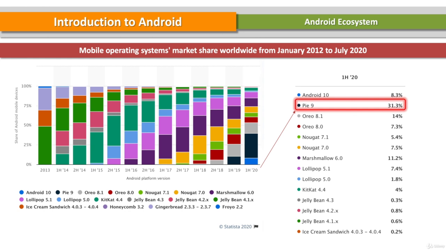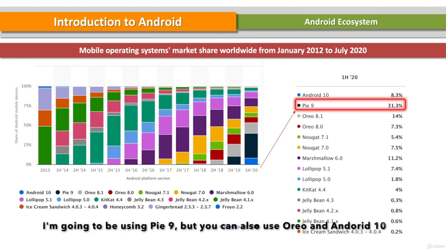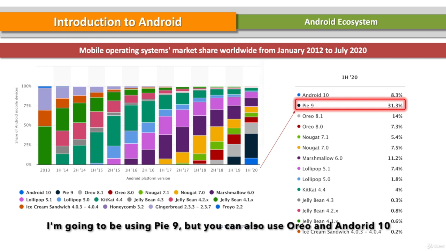In any event, since Android Pie 9.0 is the most widely used, I'm going to be using Pie 9 here during the course. But you can also use Android 8 and 10, and you'll see why shortly.